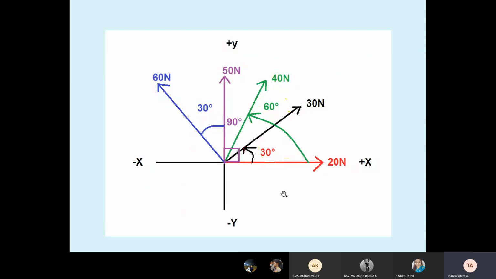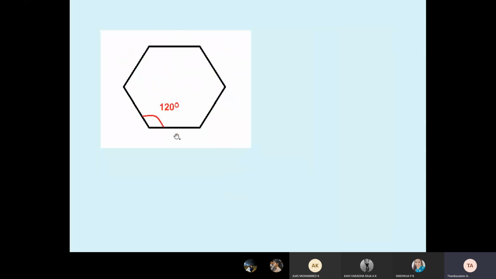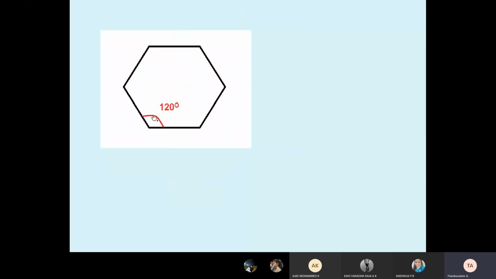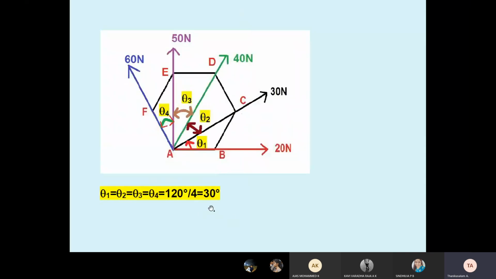That's why I am telling this subject is mind and brain oriented. What is our brain? The brain means you should know this angle, 120 degrees. Then what is mind? Your four forces go from A to C, A to D, A to E, and A to F. So there are 4 inclinations, total angle 120. So 120 divided by 4 is 30. So that is theta 1, theta 2, theta 3, marked in between.